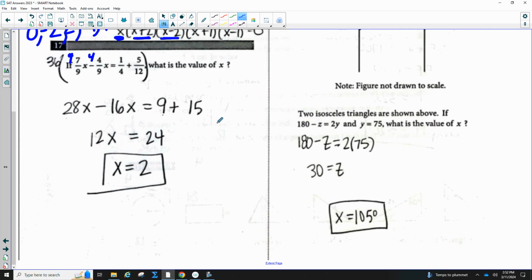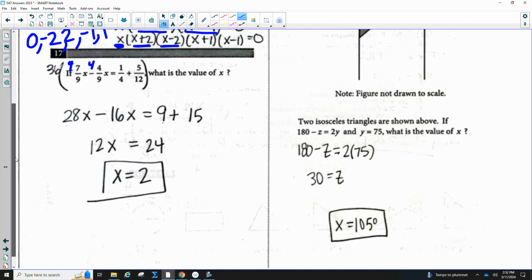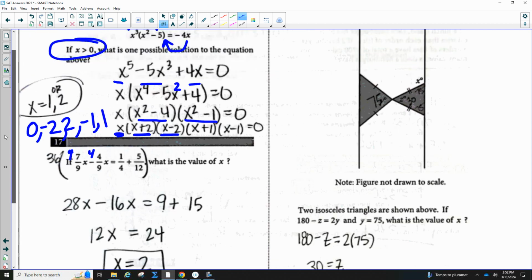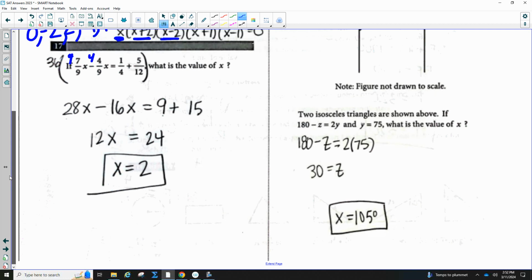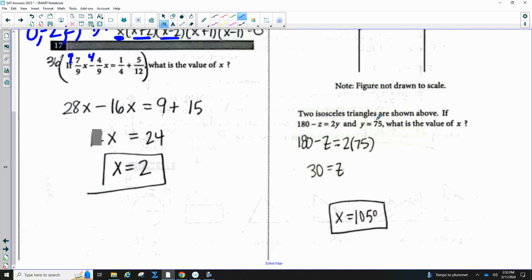Okay, all right, a little geometry for you. Number 18, two isosceles triangles are shown above. If 180 minus z equals 2y and y is 75, what is the value of x? They're giving you a little algebra here. Just plug in the 75 for y, and you can solve for z, right? So plug the 75 in. You'll end up getting z is 30 after you do the algebra there.